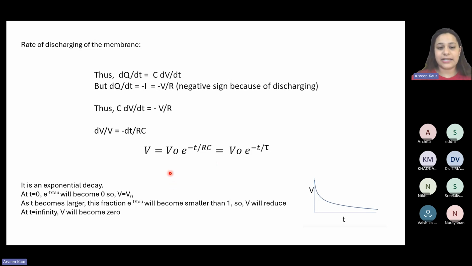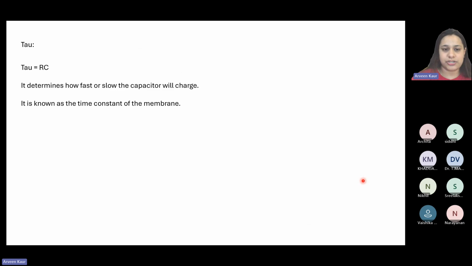This will be an exponential decay. At time t equals 0, V will be equal to V naught, right? As t becomes larger, the fraction e to the power minus t by tau will become smaller than 1. So V will reduce, right? So it will keep on reducing. This is while it is discharging, right? At time t equals infinity, V will become 0. So the entire membrane will have been discharged.